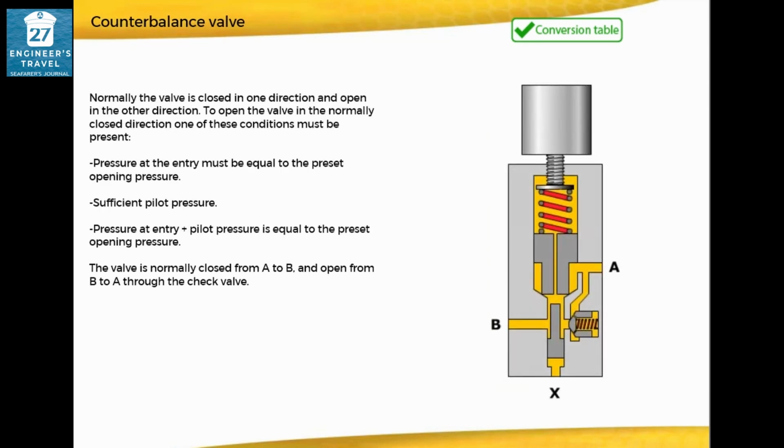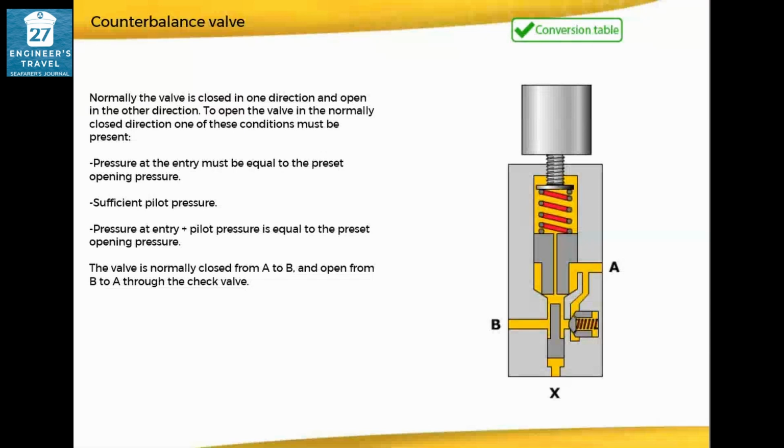Normally the valve is closed in one direction and open in the other direction. To open the valve in the normally closed direction, one of these conditions must be present. Pressure at the entry must be equal to the preset opening pressure. Or sufficient pilot pressure: pressure at entry plus pilot pressure is equal to the preset opening pressure.